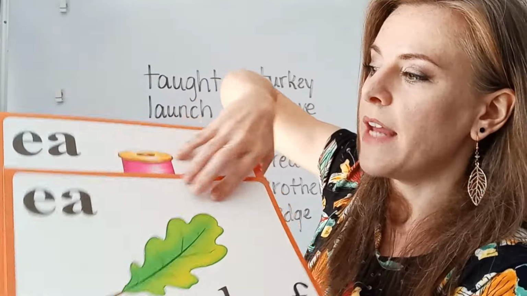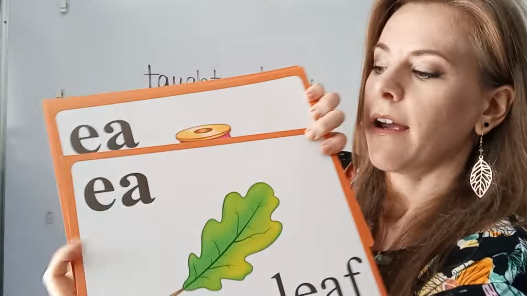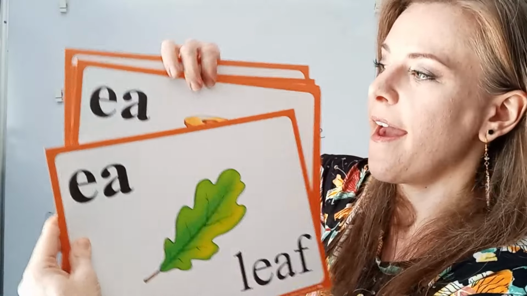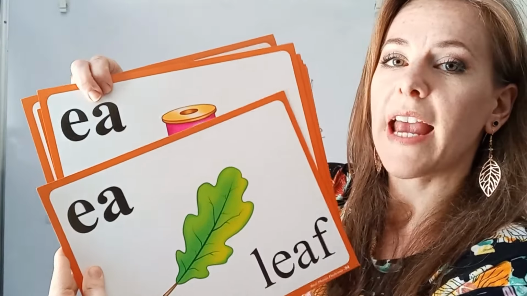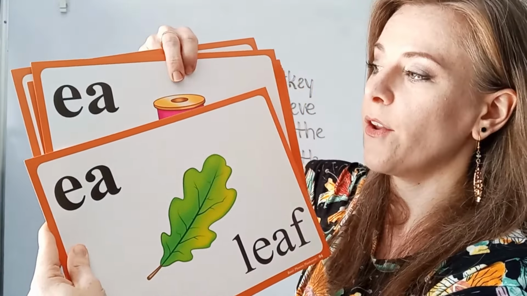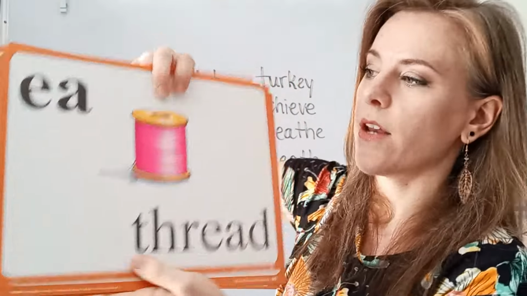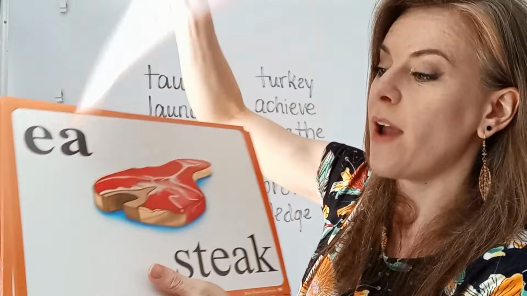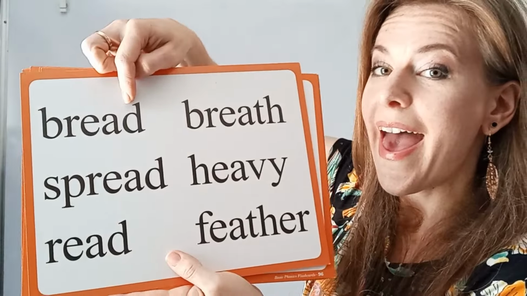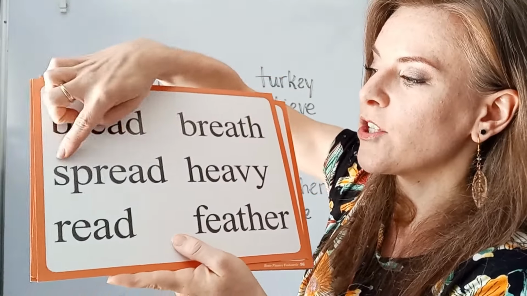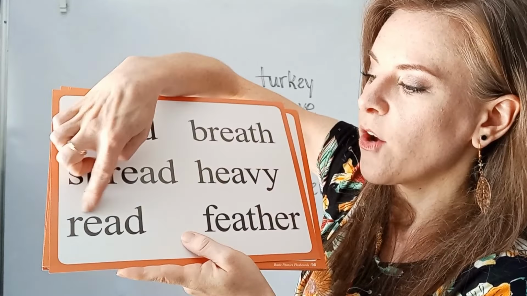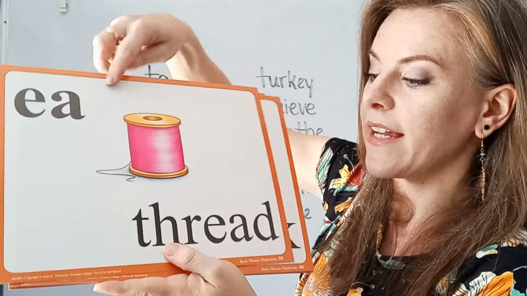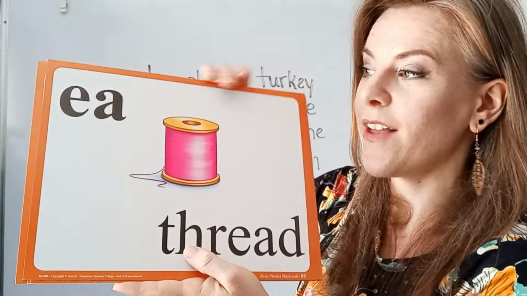Now we have another EA, and this one makes a short E sound, the E in thread. So EA can say E in leaf, and it can say E in thread. So we have bread, breath, spread, heavy, red, and feather. So EA can also say E in thread.